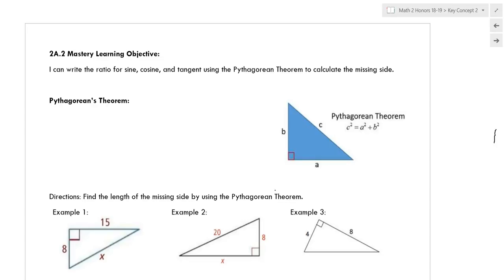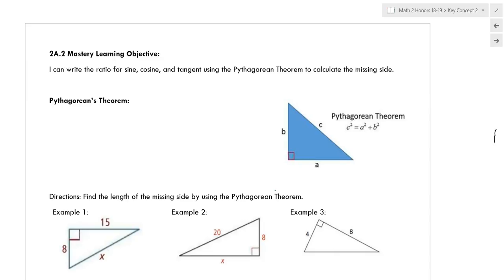Looking at 2A.2, the new objective, which says I can write the ratio for sine, cosine, and tangent using the Pythagorean theorem to calculate the missing side. So, for these problems, we now have to use Pythagorean's theorem. This should be a review, right?